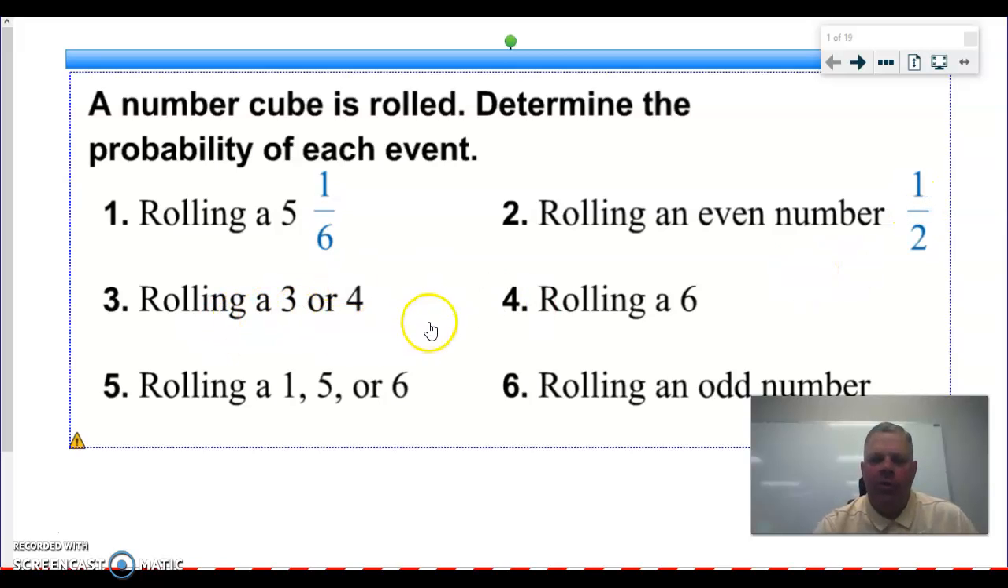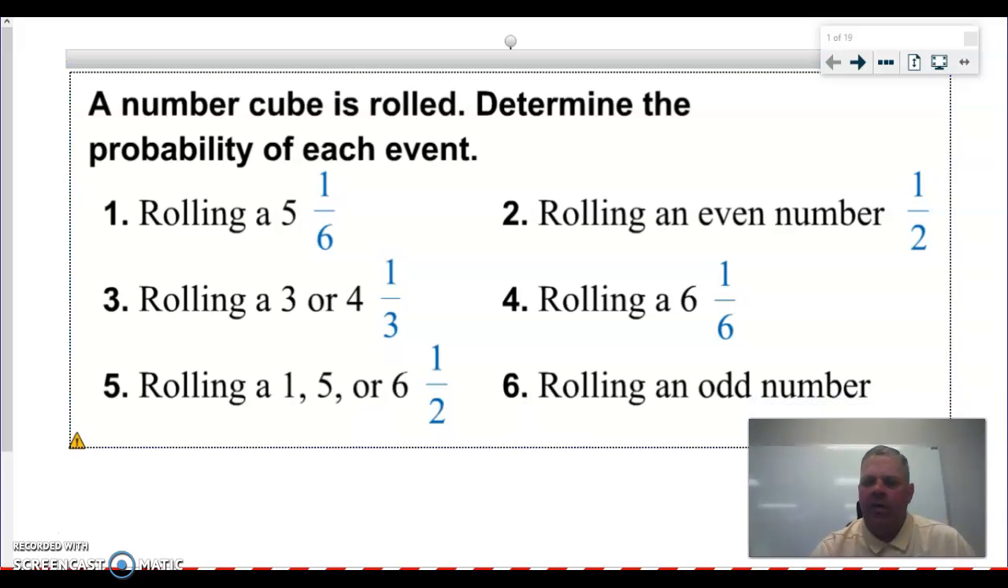Rolling a 3 or 4, there are 2 out of 6, which is a third. Rolling a 6 is similar to the 5 because we have 1 of those. Rolling a 1, 5, or 6, there are 3 out of those 6, which is again a half. And finally, rolling an odd number, 1/2 as well.